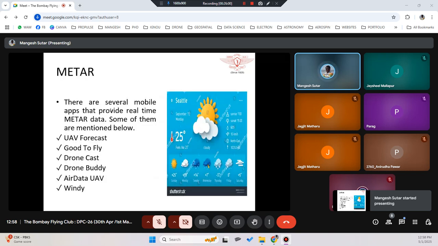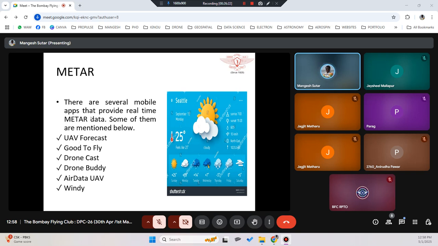Okay, so METAR, there are several mobile apps that provide real-time weather data. Some of them are mentioned below: UAV Forecast, Good to Fly, Dronecast, Drone Buddy, Air Data UAV, or Windy. I have been using Windy for almost a couple of years now. Windy is a subscription-based platform where you get very good, accurate information.